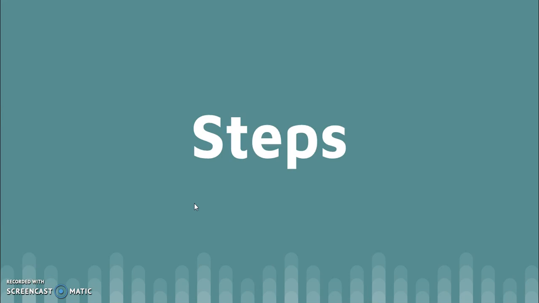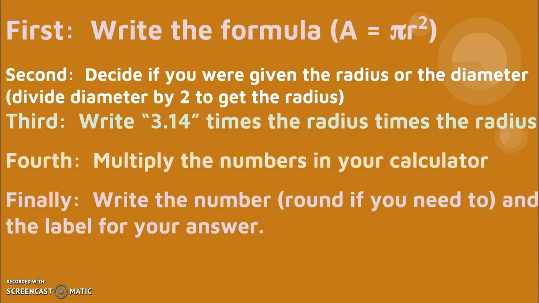So here are the steps to being able to correctly get the answer for the area of a circle. I'll let you look at those. So first, every time you should write the formula, and then you need to decide whether in the word problem or the picture, they're giving you the radius or the diameter, because they'll give you one or the other in a problem.